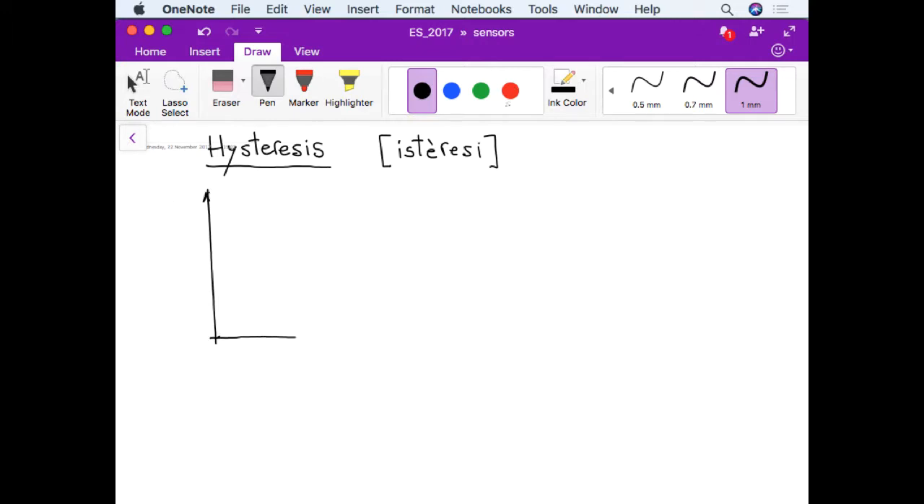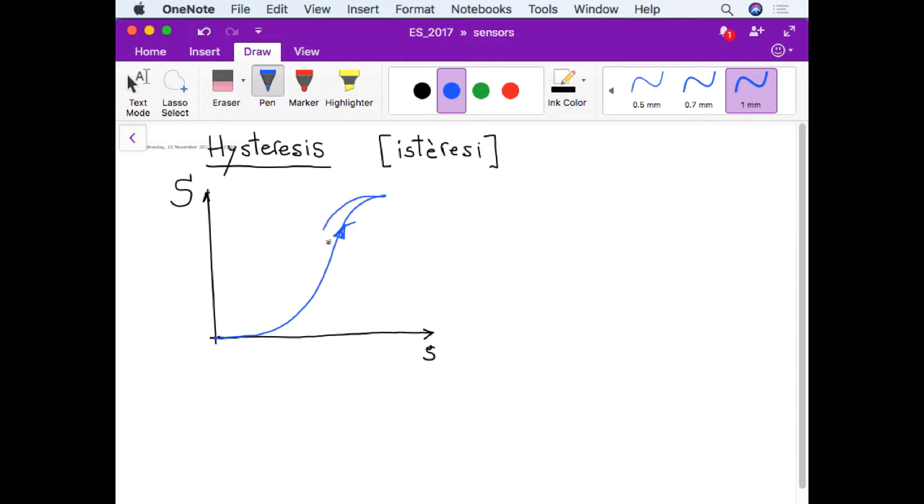It's pretty easy to define. The issue is that sometimes the transfer function depends on the direction of change of the stimulus. So for example, when the stimulus increases, this is the transfer function. But when the stimulus decreases and goes back to 0, the transfer function does not retrace the initial points, but has a different path.